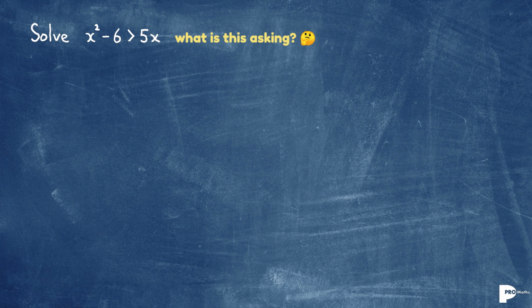The most important thing for you is to understand what this is asking. There are going to be a range of values of x that make the expression x squared take 6 greater than 5x. You can probably think of some right now. Now there's a lot of different strategies you can use to solve this, but we'll show you this particular way because it'll help you visualize it.